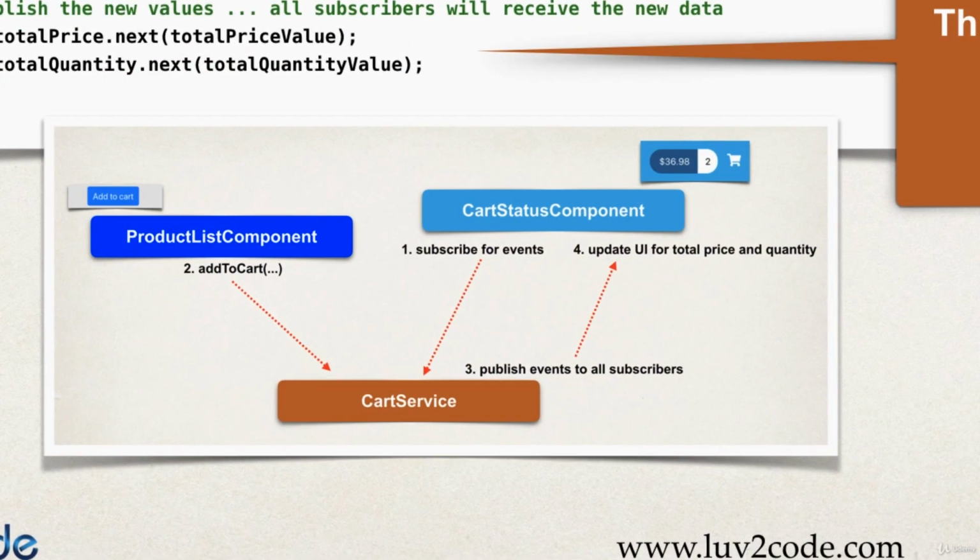And again, just remembering our application interaction: the cart status component subscribes to the cart service, we did some work, and then we publish the events to all subscribers. So the cart status component will now get this event of the new data that we just sent out for total price and total quantity.